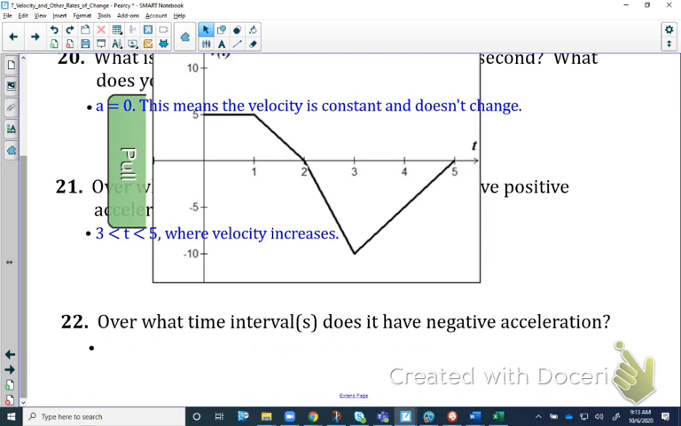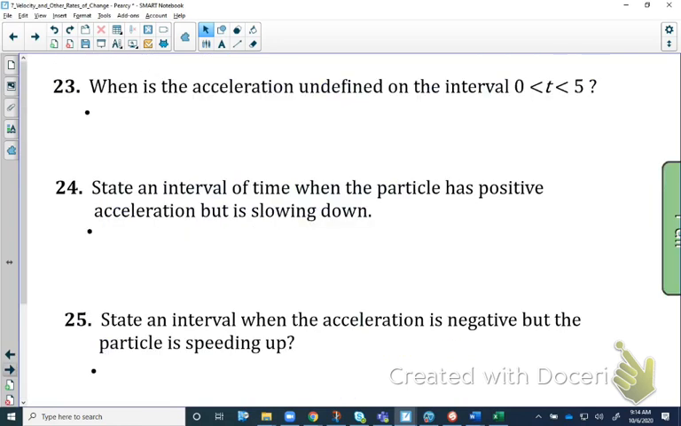Where does it have a negative acceleration? So we have two line segments that have negative slopes, between 1 and 2 and between 2 and 3. So that's where we have negative acceleration.